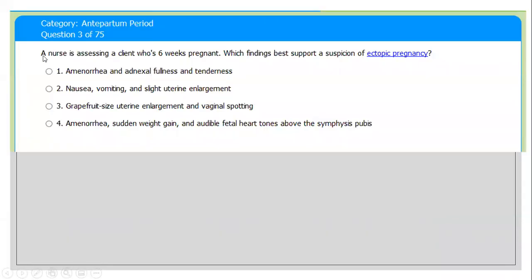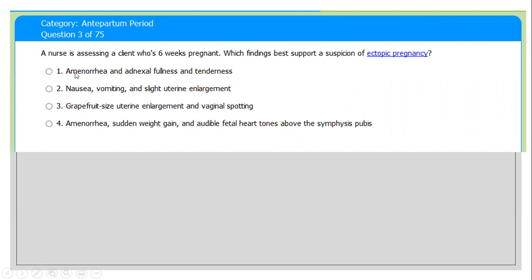Next question here: a nurse is assessing a client who is 6 weeks pregnant. Which findings best support a suspicion of ectopic pregnancy? So what is an ectopic pregnancy? Sometimes it is called extrauterine pregnancy, also called tubal pregnancy.